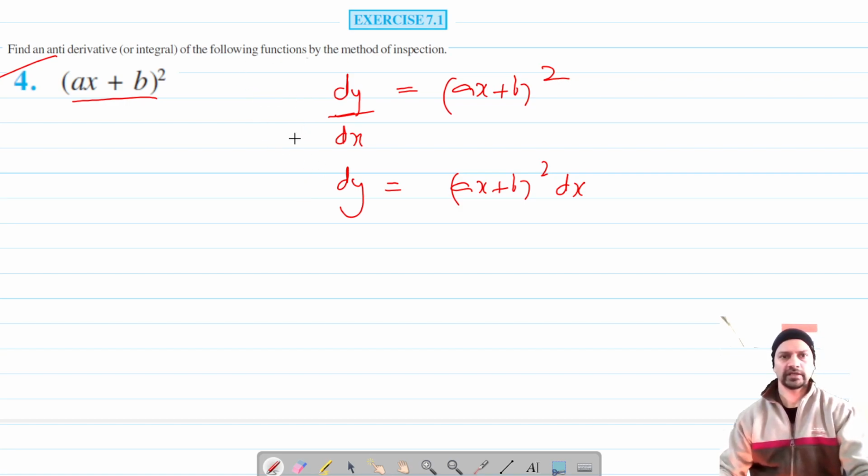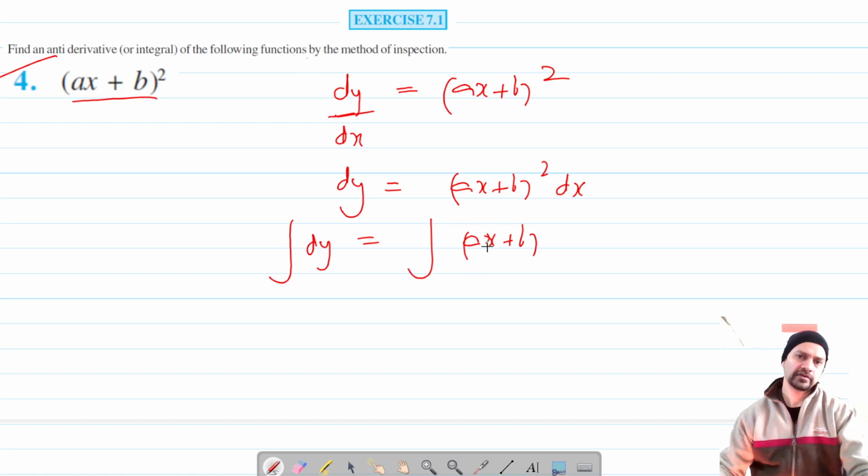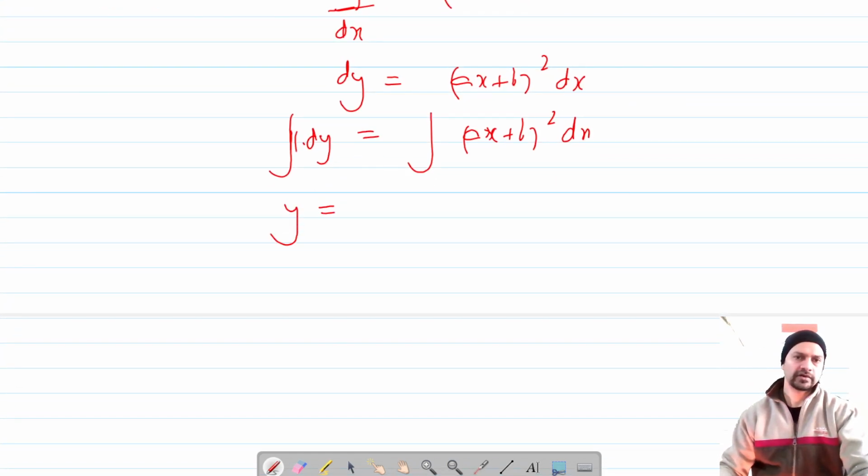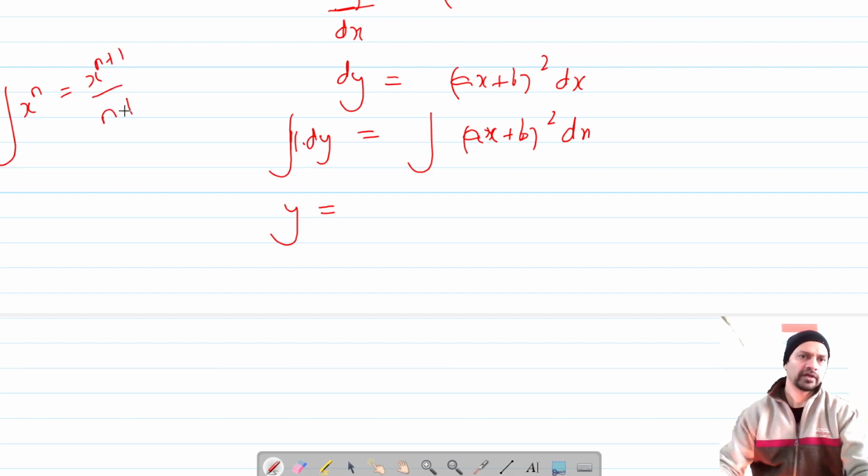And because we have to find the entire derivative, we'll have to reverse the process, and reverse of differentiation is integration. So it's integration of (ax + b) the whole squared into dx, and the integral of 1 into dy is the function y. (ax + b) the whole squared, so that is integration of x raised to the power n, which is x raised to the power n plus 1 upon n plus 1. So this gives us (ax + b) raised to the power n plus 1.